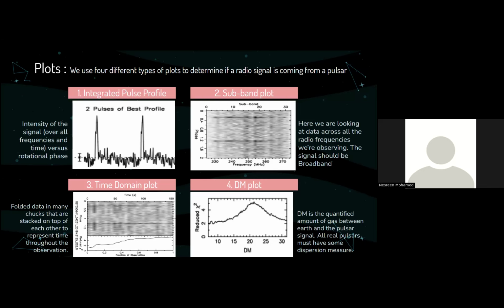Number 3, time domain plot. Folded data chunks stacked over time reveal the periodic nature of the pulsar signals. Number 4, dispersion measure plot. This plot shows the amount of interstellar gas affecting the signal. Real pulsars have a measurable dispersion.